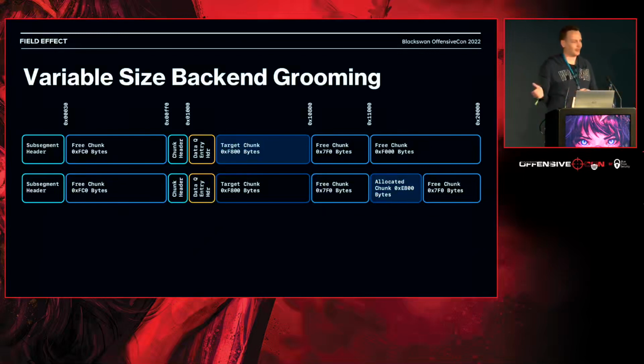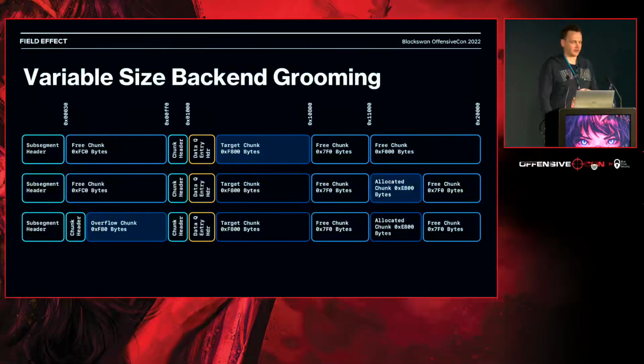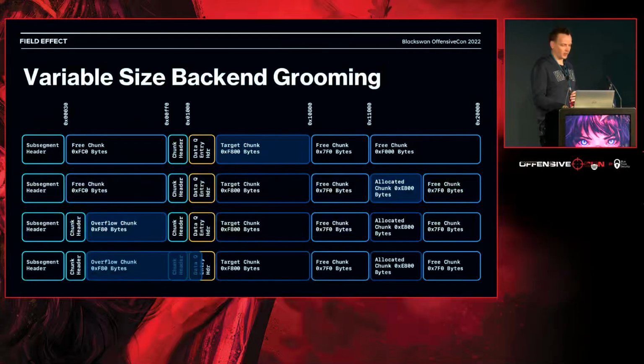So now if we filled in everything correctly, if we cause our overflow allocation to be around that FC0 byte size, we should be able to land it every time right in front. And it turns out that's entirely possible. We just need a little bit smaller size to make room for the chunk headers. So at this point, we can reliably overflow our data queue header.